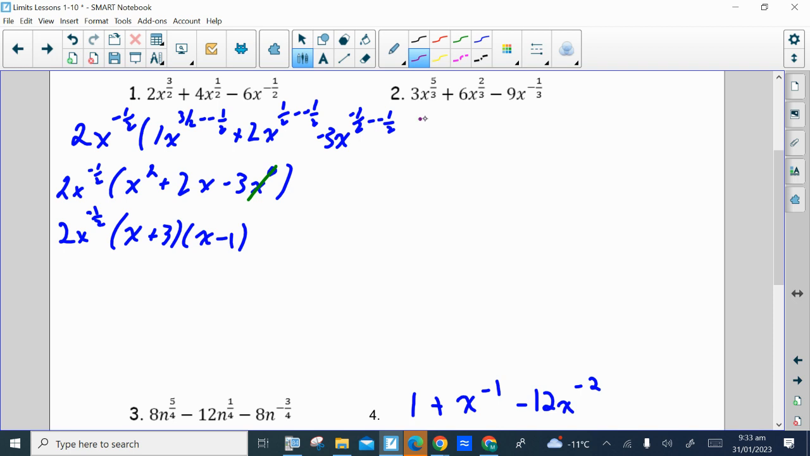The greatest common factor involves a coefficient, which will be 3, and the smallest power on x, which is x to the negative 1/3. To get what's inside the brackets, divide each term by the common factor. 3 divided by 3 cancels. You're going to have x to the 5/3 take away negative 1/3. For the second term, 6 divided by 3 is positive 2. And you're going to have x to the 2/3 take away negative 1/3. And negative 9 divided by 3 is negative 3. And then you'll have x to the negative 1/3 take away negative 1/3.